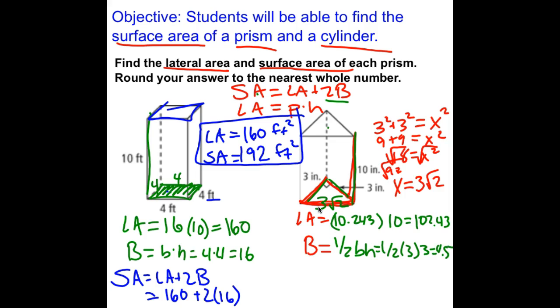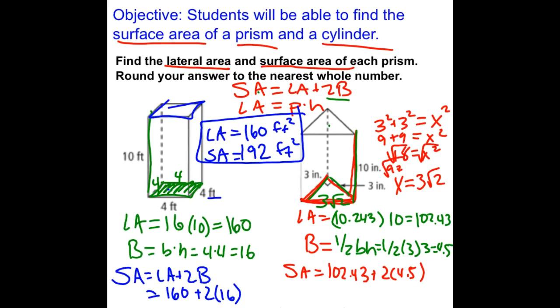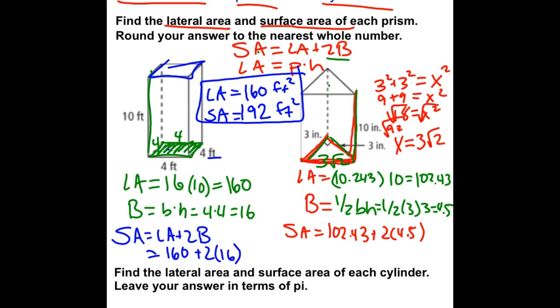There are two bases, remember, so for our surface area, we go surface area equals the lateral area, 102.43, plus 2 of the bases, 2 times 4.5. Add that all up, and we should get a total surface area of about 111.43. It does say to round our answer to the nearest whole number, so I'll write that down here. Surface area is about 111 inches squared, and the lateral area is about 102 inches squared.